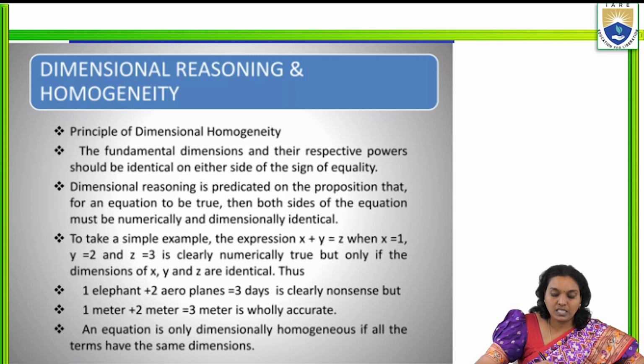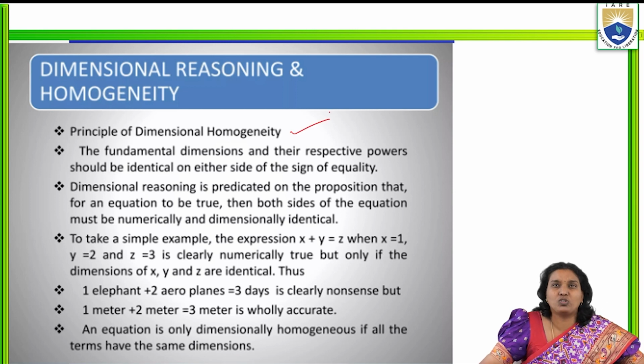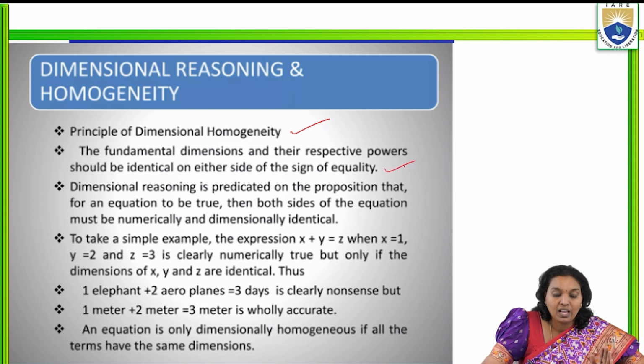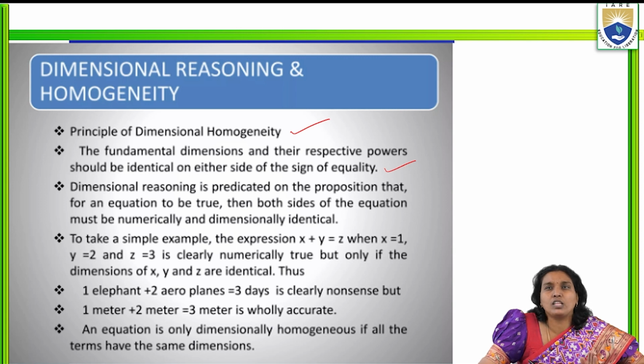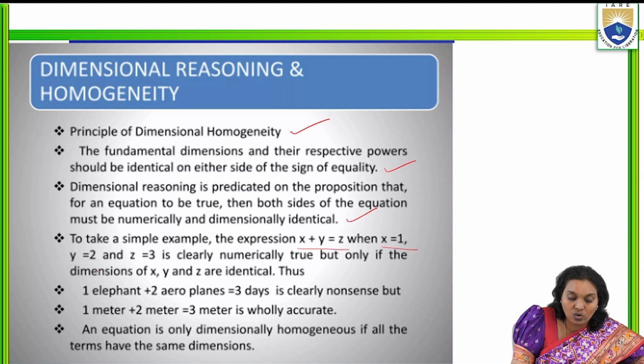In the principle of dimensional homogeneity, the fundamental dimensions and their respective powers should be identical on either side of the sign of equality. Dimensional reasoning is predicated on the proposition that for an equation to be true, both sides of the equation must be numerically and dimensionally identical. To take a simple example, x plus y is equal to z, when x is equal to 1, y is equal to 2, z is equal to 3. It is clearly numerically true, but only if the dimensions of x, y and z are identical.